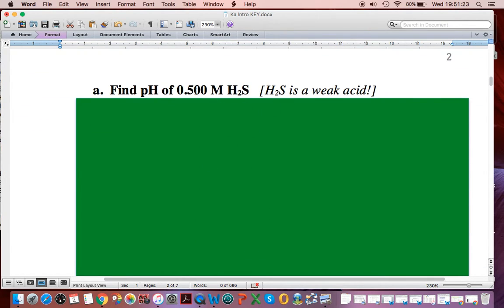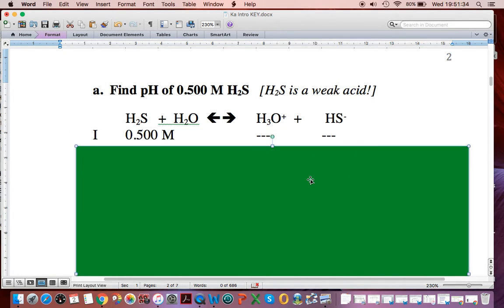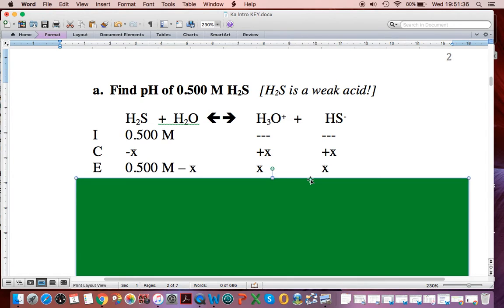H2S is a weak acid, so we have to write out our equation. H2S plus H2O in equilibrium with H3O+ and HS-. The minus I know is small to see, but it is there. So here's our ice chart. And we go 0.500, that was given. We're assuming we're starting with none of this.